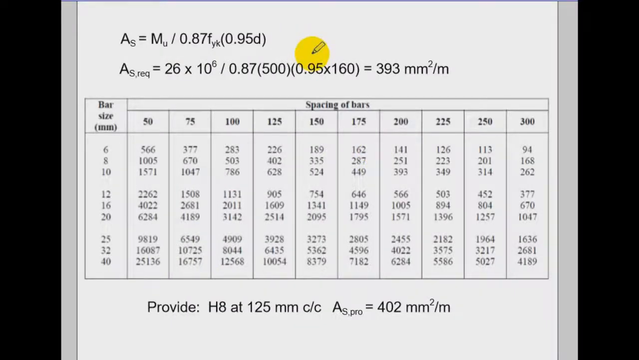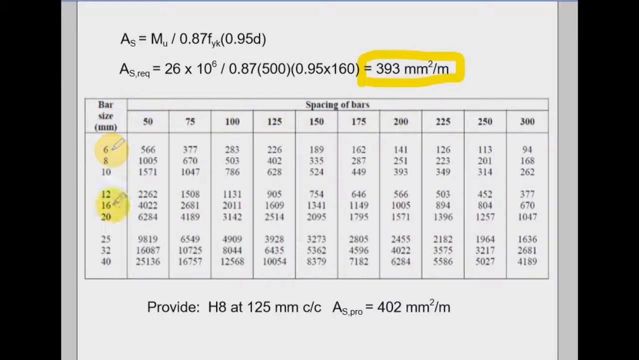Okay, let's plug in the numbers. We have the maximum bending moment, this factor here, the yield strength of steel, and this is the Z. We get this value. This is the area of steel that we need to use for this particular slab.